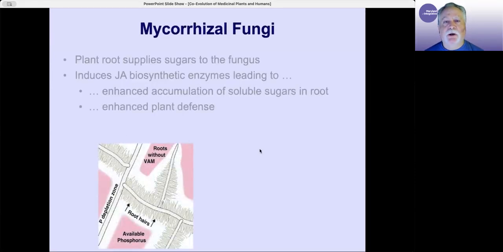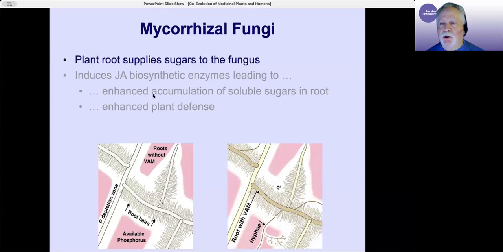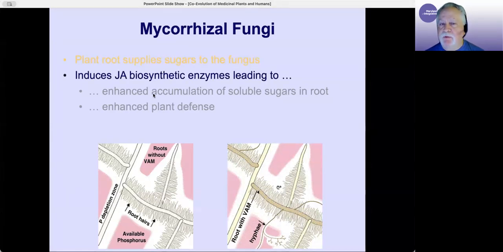So we're just going to look at the below ground part. We talked about mycorrhizal fungi. And this is where the plant root supplies sugars. And here we get the jasmonic acid biosynthesis really leading to greater enhanced accumulation of soluble sugars in the root. So we're sending stuff down into the root for the fungi. And the fungi actually gets the plant near pools of phosphorus that it could not access on its own. And so it's a symbiotic relationship.